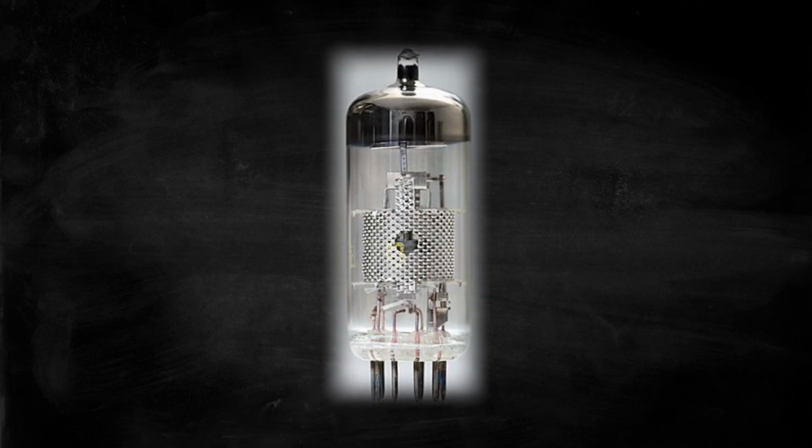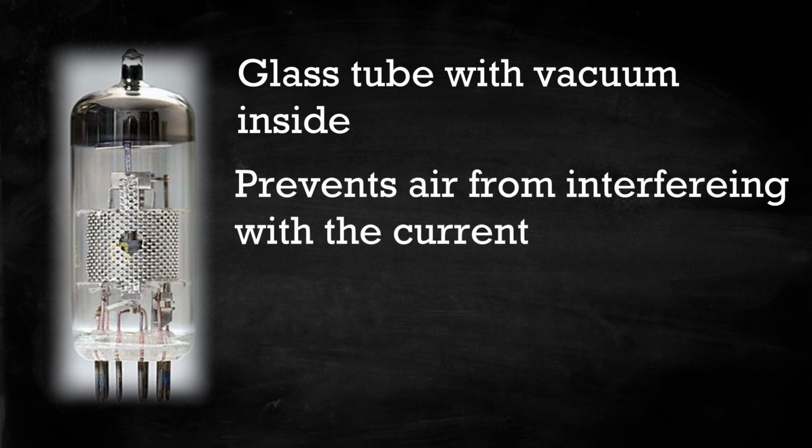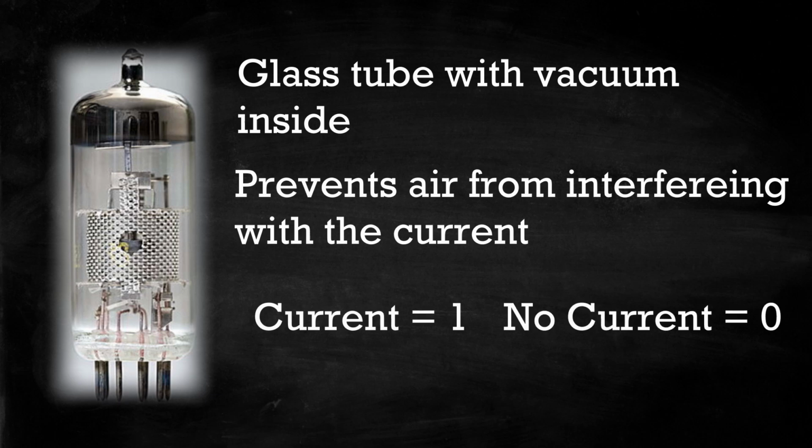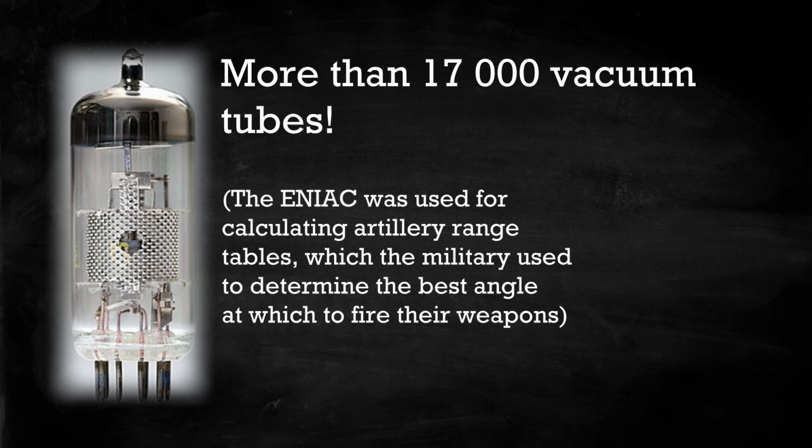In the ENIAC, those components were vacuum tubes. They were used to represent the states of 1 and 0. A vacuum tube is simply a tube with a vacuum inside of it. This lets the current flow without interference of air. When there is a current, it represents the state 1. When there is no current, it represents the state 0. The ENIAC had more than 17,000 vacuum tubes in order to represent all the numbers and complicated calculations it needed to carry out.